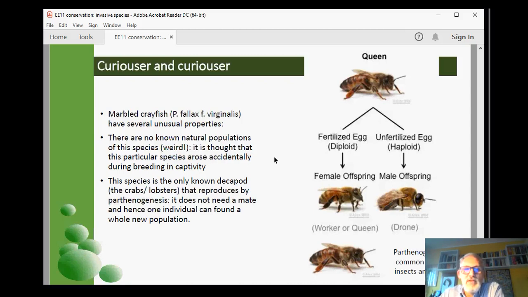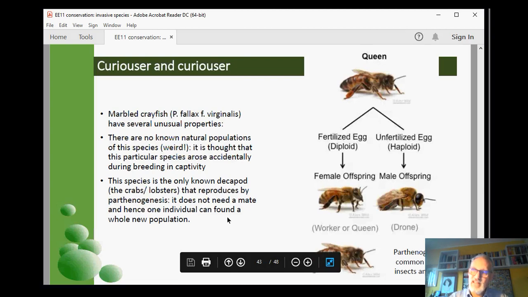The first thing which is unusual is that this species does not exist in the natural world. In natural habitats. Now it does, because it's escaped, if you like. But the species itself didn't come from a natural habitat. Okay, and it's thought that what happened was there was some sort of crossbreeding going on, as different species were being kept in a promiscuous aquarium, let's say. But that's only one thing.